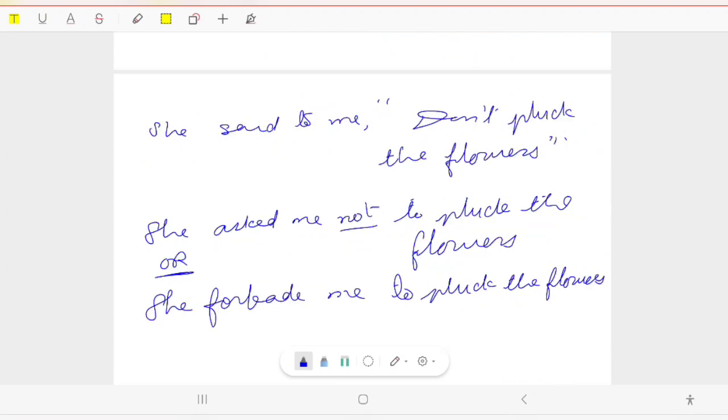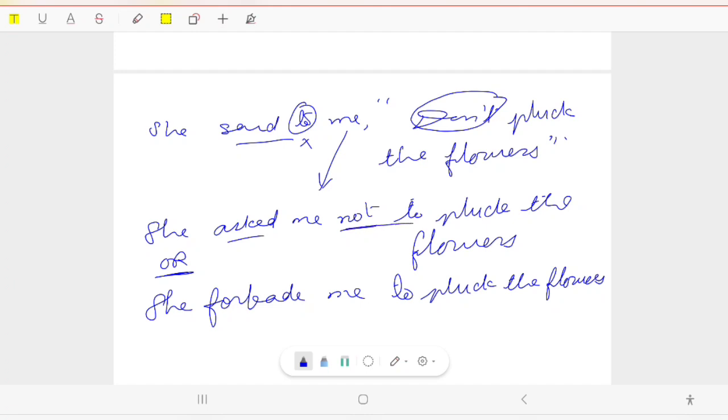Look at the next sentence. She said to me, "Don't pluck the flowers." So "she said" changes into "asked" or "ordered." You can write "ordered" also. She asked me, as it is. Now "do not" is written here. If an imperative sentence begins with "do not," then you will write here "not to."